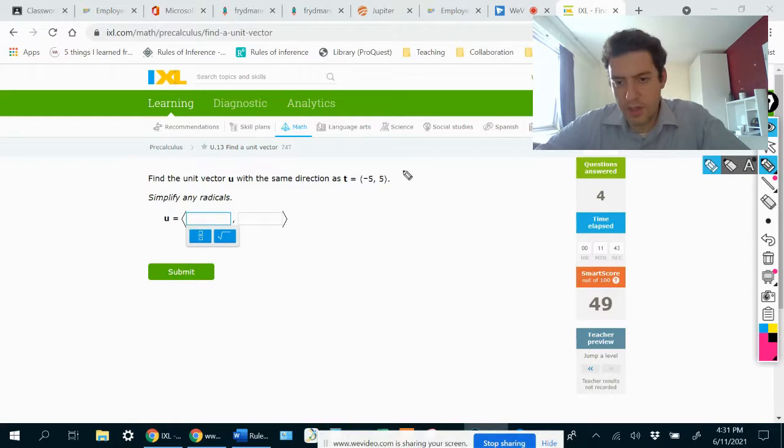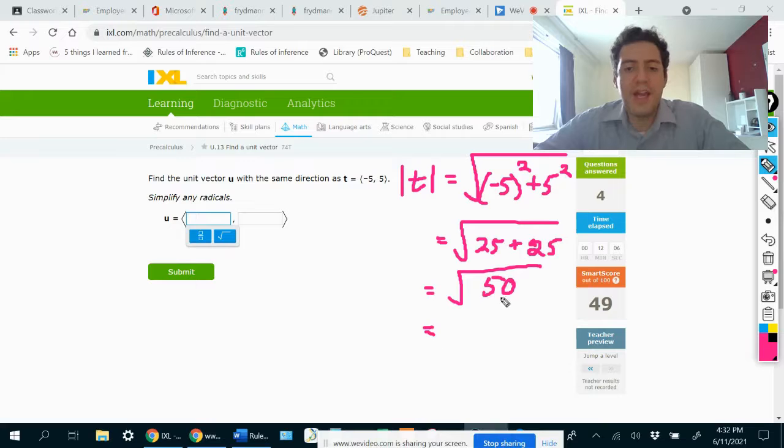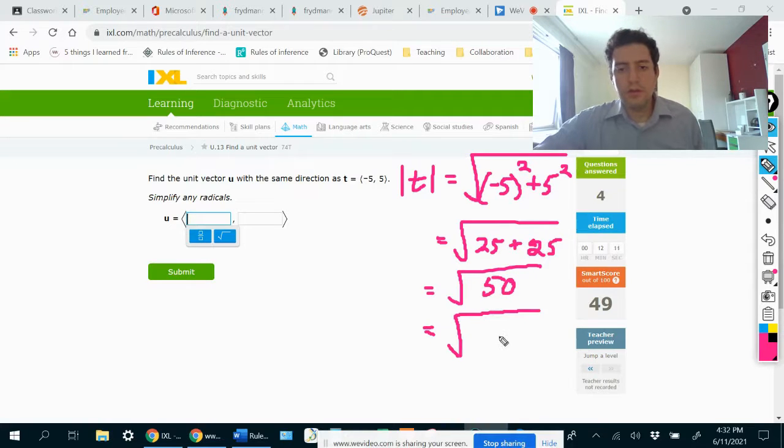All right, let's do this one, and I think then we'll call it a day. The magnitude of vector t would be the square root of negative 5 squared plus 5 squared. Negative 5 squared is 25. 5 squared is 25. Okay, this is 50. So I have the square root of 50 now. Can I break this down into 2 numbers where one of these numbers is a perfect square? In other words, is this number divisible by those numbers that I had before?